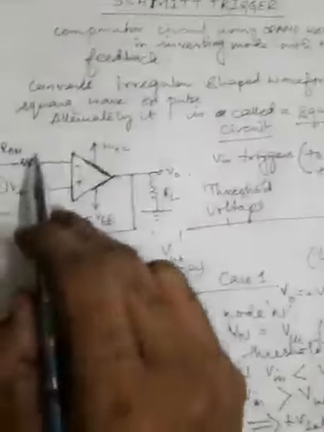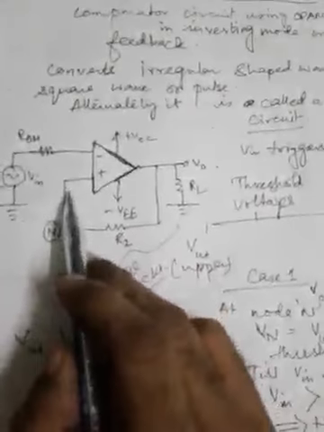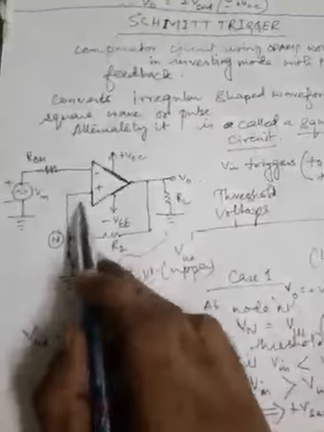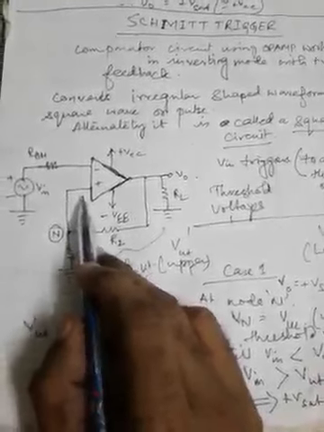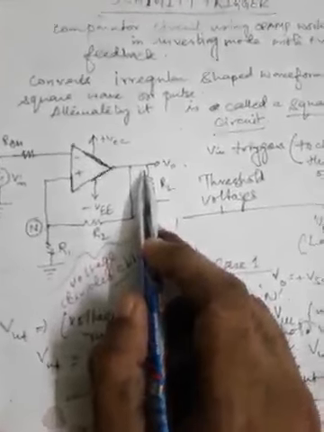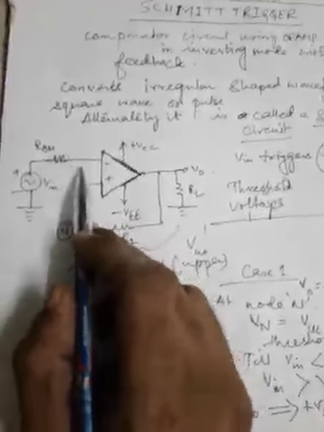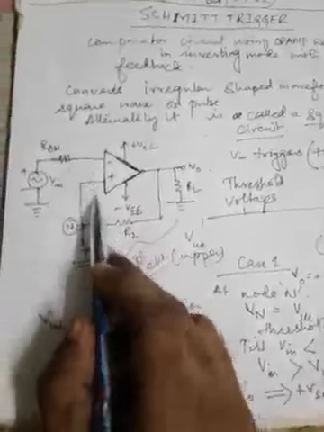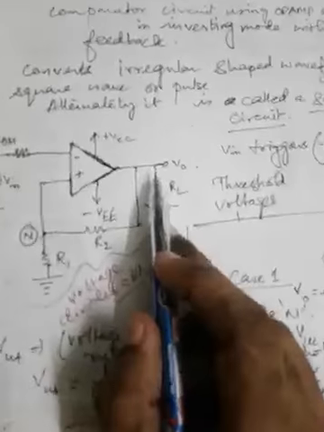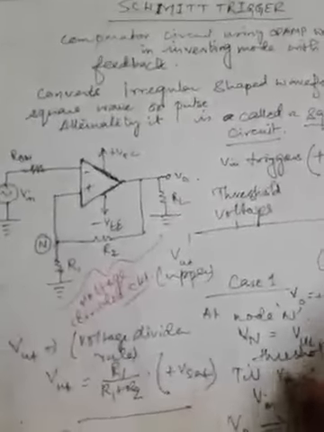Now comparing Vin and VUT, as long as Vin is less than VUT, the output stays at plus Vsat, because the voltage at the non-inverting terminal is greater than the inverting terminal. If the input at the inverting terminal is greater than the non-inverting terminal, the output will become negative or inverted, that means it will switch from plus Vsat to minus Vsat. Very simple.